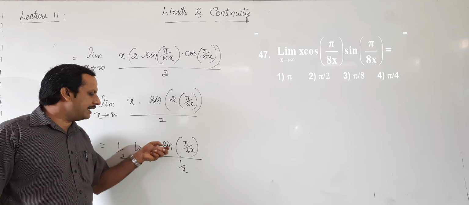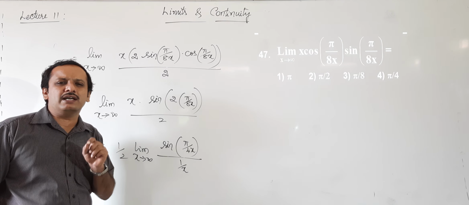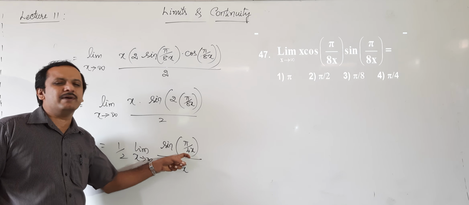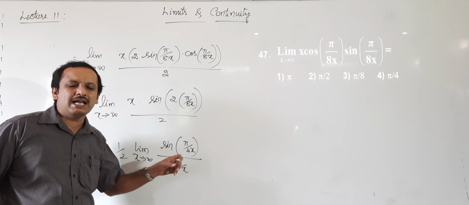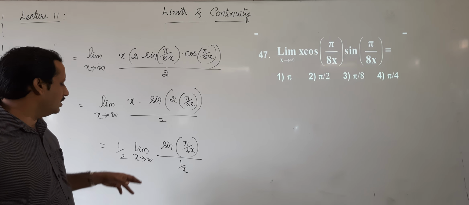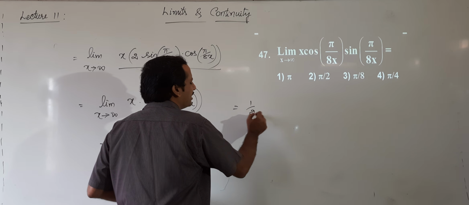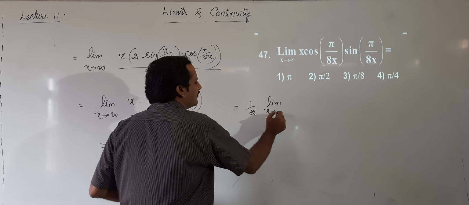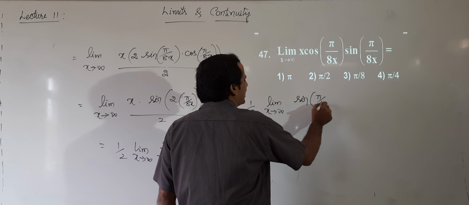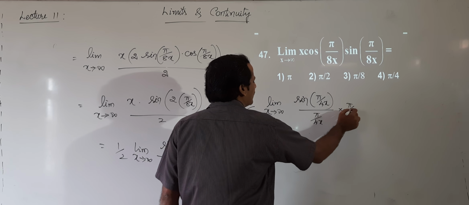Okay? So I can use the formula: limit theta tends to 0, sin theta by theta equal to 1. Here theta should be tending to 0. When x is approaching infinity, pi by 4x will approach 0. As x tends to infinity, 1 by x will tend to 0. So pi by 4x will approach 0. So this is as good as limit theta tends to 0, sin theta by theta. So I write like this: 1 by 2 into limit x tends to infinity, sin of pi by 4x divided by pi by 4x, into pi by 4.